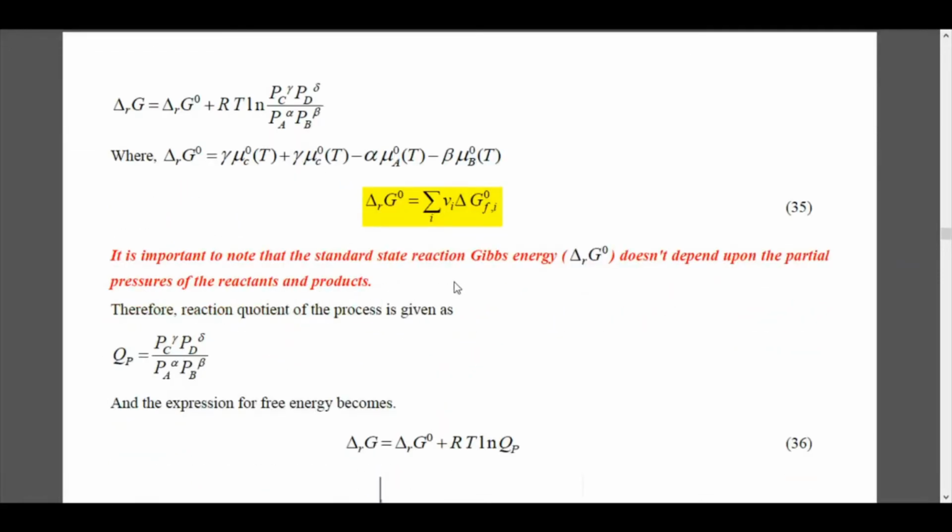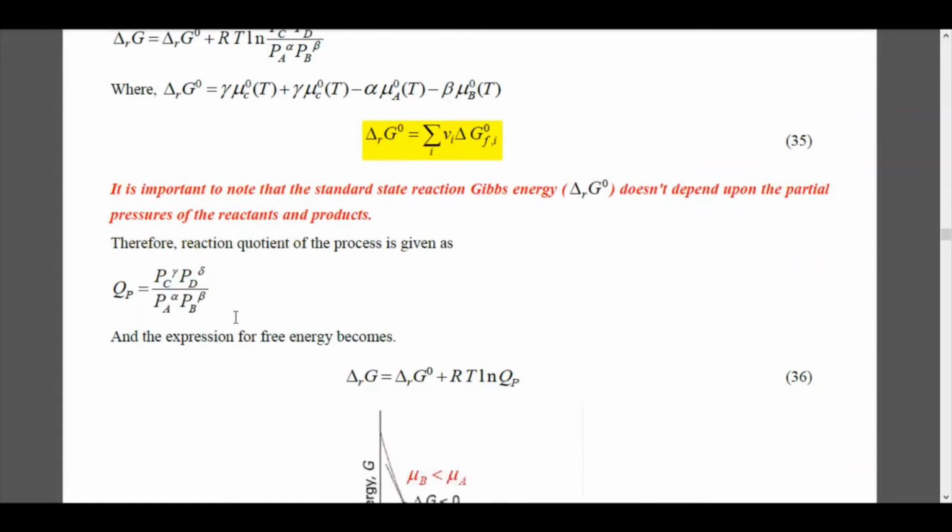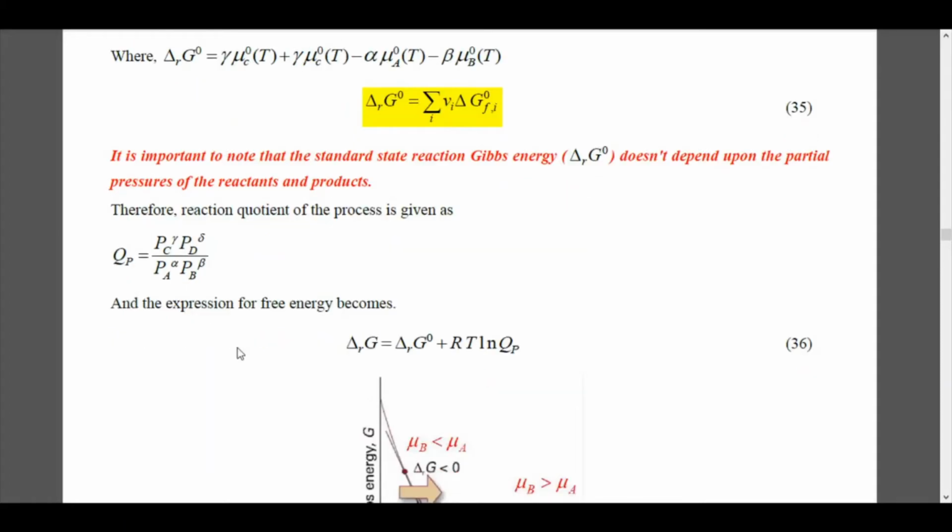It is important to note that the standard state reaction Gibbs energy delta Rg0 does not depend upon the partial pressure of the reactants and products, while on the other hand delta Rg, the reaction Gibbs energy, depends upon the partial pressure of the products and reactants. Again, this reaction coefficient in terms of partial pressure is the partial pressure of the products raised to their stoichiometric coefficients divided by the partial pressure of the reactants raised to their corresponding stoichiometric coefficients.